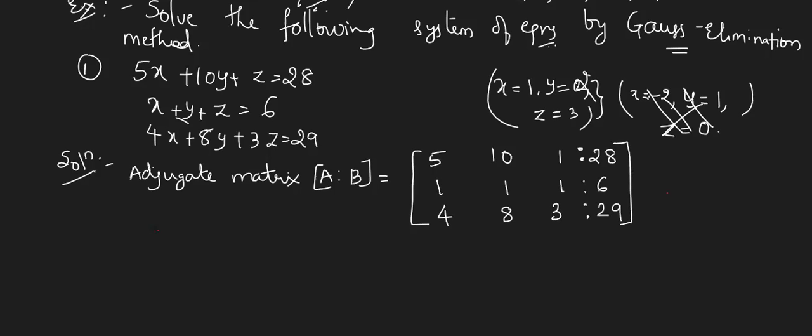See, we have to reduce this into an upper triangular matrix. This is the diagonal. So below this we have these 3 elements. To make this matrix upper triangular, what should these elements be? Yes, these elements should be 0.